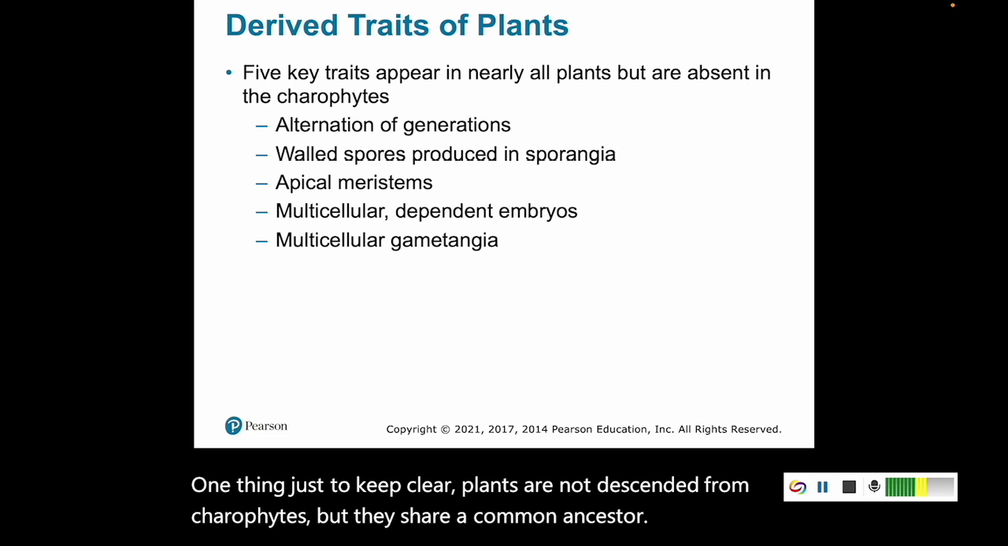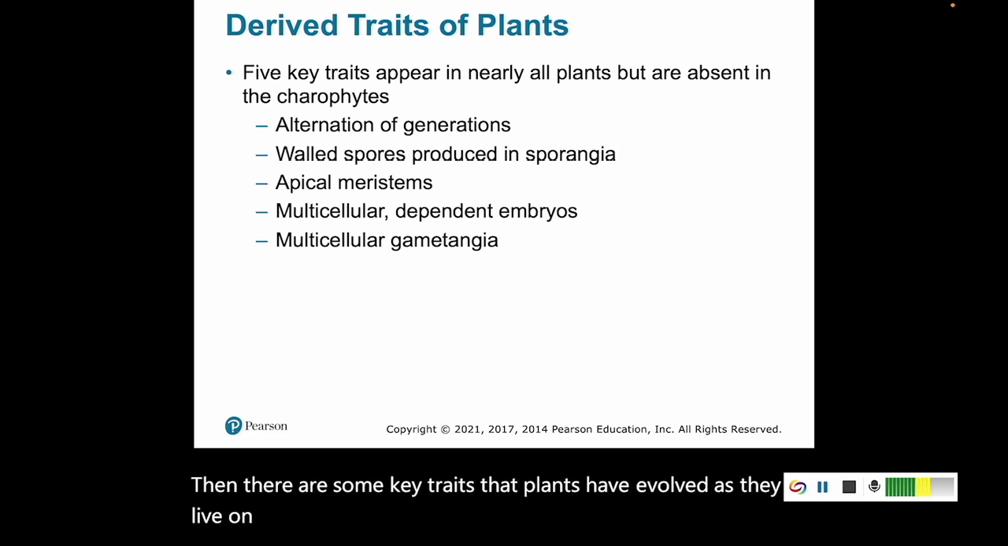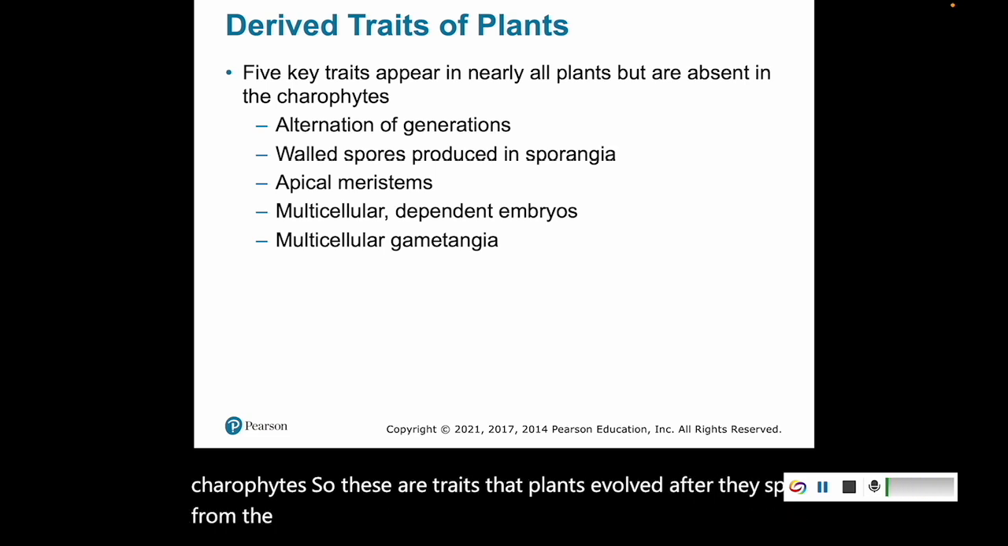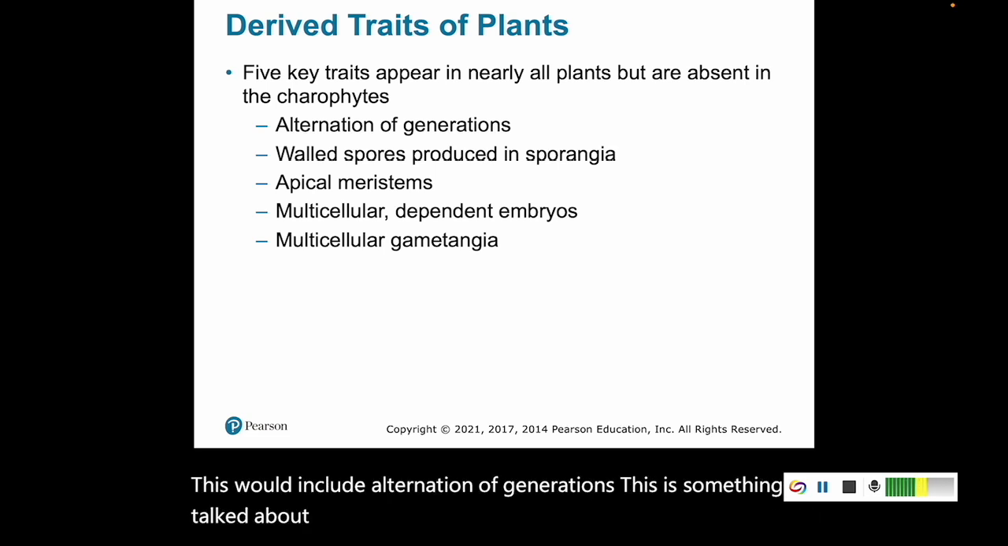Then there are some key traits that plants have evolved as they live on land that have facilitated plant life, but were absent in charophytes. So these are traits that plants evolved after they split from the other groups. This would include alternation of generations. This is something we talked about last semester when we talked about cell division.